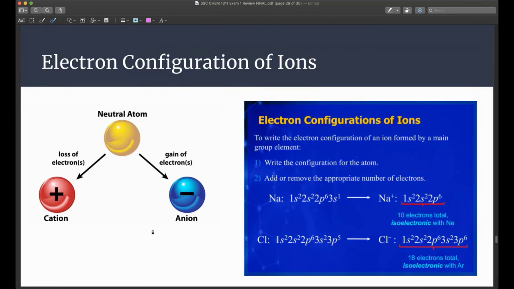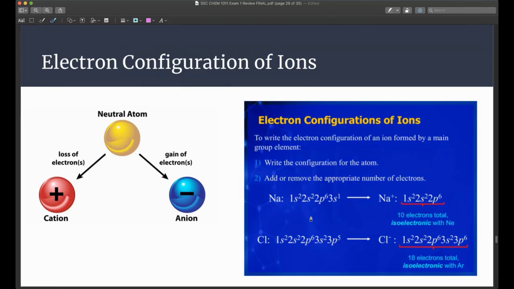And so on the right side here, we have just a little guide on how to write the electron configuration of an ion. You want to write the original configuration that atom would have if it was neutral, and then you look at the charge. So if it's +2, that means you have to remove 2 electrons from its highest shell. The example here is Na, and we're trying to write the electron configuration for Na+, which means that it lost 1 electron.